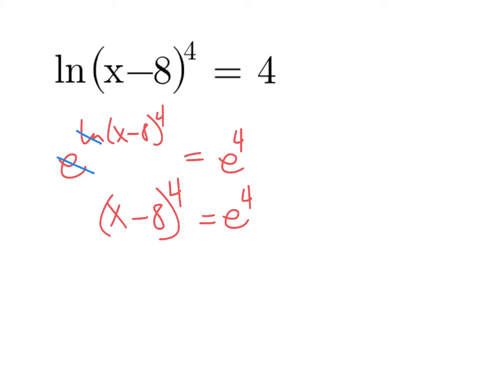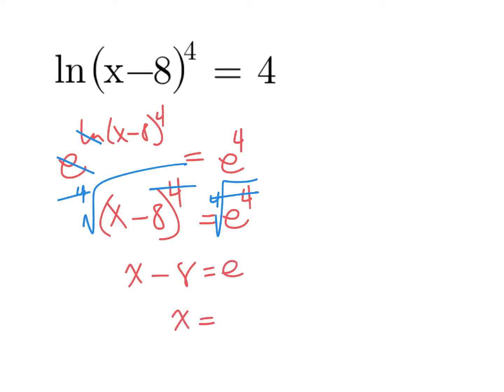Of course, since we're dealing with the fourth power, we could take the fourth root of both sides, getting them both to cancel. x minus 8 equals e, so x is going to equal 8 plus e, which is about equal to 10.718.